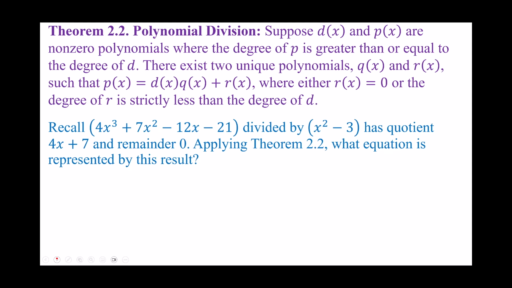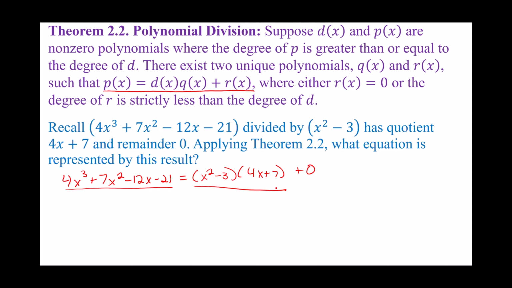Our two polynomials we divided, and we said the quotient was 4x plus 7, and the remainder was 0. Then how can I write this in this form right here? So p of x, that's the 4x cubed plus 7x squared minus 12x minus 21, equals the divisor, so what we divided by, times our quotient, plus the remainder. In this case, our remainder is 0. So what does that mean? It means we have factored this polynomial into x squared minus 3 times 4x plus 7. There is no remainder, so it is factored.